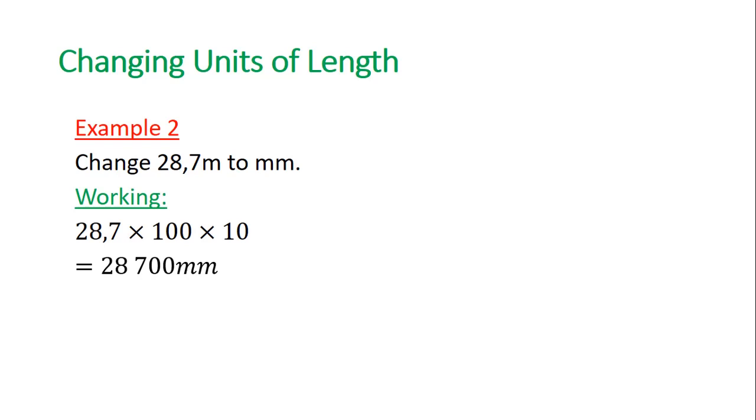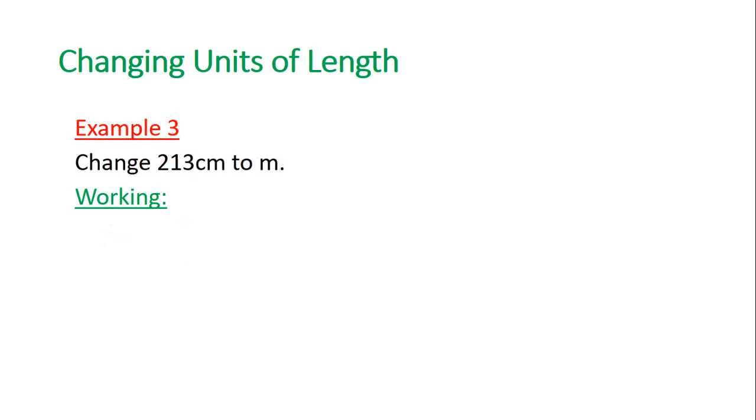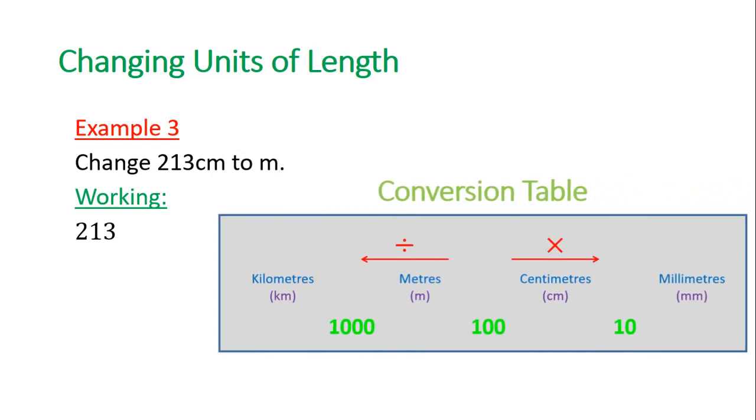Example 3. Change 213 centimeters to meters. Now again, we write down 213. We bring in our table. We want to go from centimeters to meters. So centimeters to meters. Can you see we're going off to the left? Centimeters to meters, we're going left. And that means I'm going to need to divide.